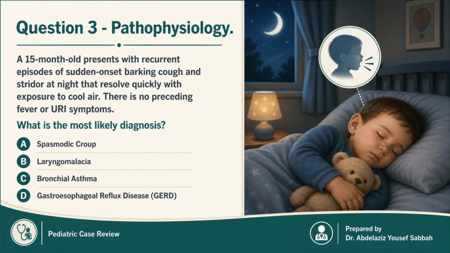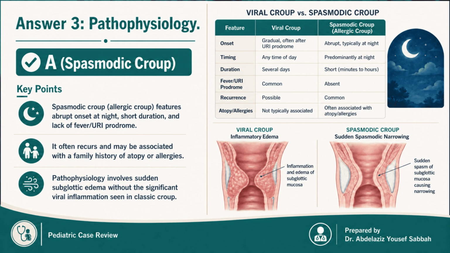Question 3. Pathophysiology. A 15-month-old presents with recurrent episodes of sudden onset barking cough and stridor at night that resolve quickly with exposure to cool air. There is no preceding fever or upper respiratory infection symptoms. What is the most likely diagnosis? Option A. Spasmodic croup. Option B. Laryngomalacia. Option C. Bronchial asthma. Option D. Gastroesophageal reflux disease. The correct answer is option A.